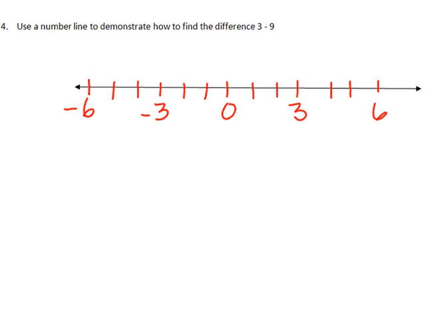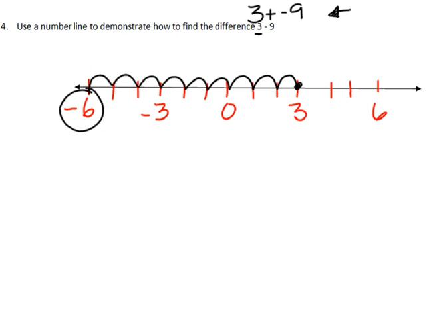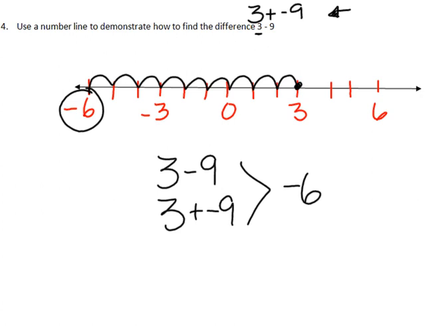Okay, you're always going to start at the first number, which is 3. And then when you are subtracting 9, you can subtract 9 or you can add -9. Either way, you're going to be moving 9 units to the left. So we'll count 1, 2, 3, 4, 5, 6, 7, 8, 9. Okay, so that would be the picture, and then we could write 3 minus 9 or 3 plus -9. Both are equal to -6.